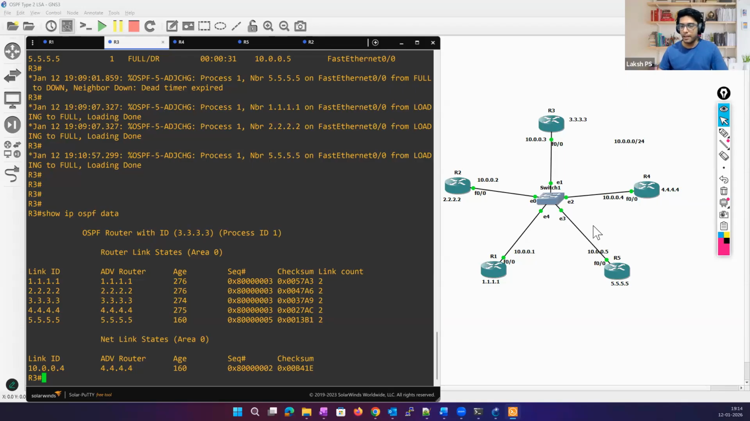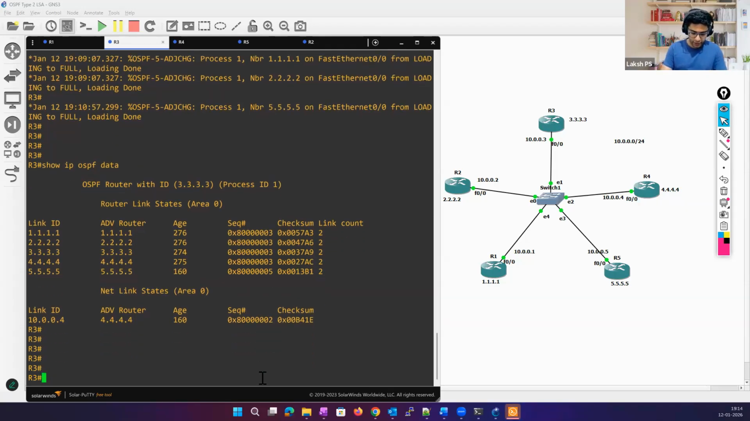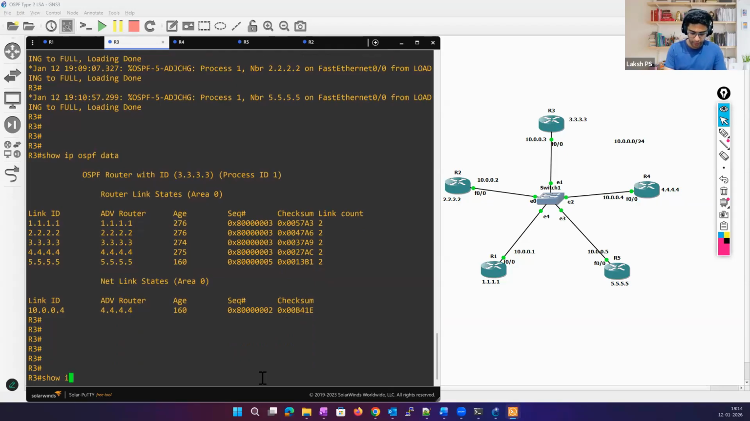Okay. With that, we also discussed that the information that these routers share is only with the DR. Correct. So now, who is the DR? Let's check. Show ip ospf neighbor.